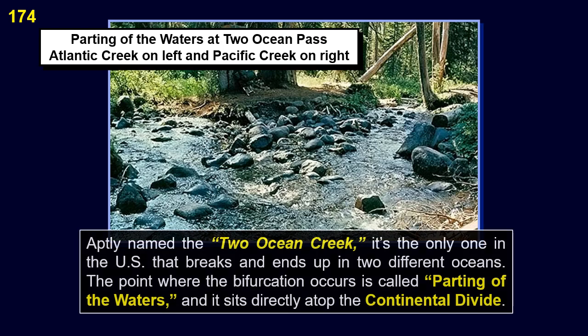Aptly named the Two Ocean Creek, it's the only one in the United States that breaks and ends up in two different oceans. The point where the bifurcation occurs is called Parting of the Waters, and it sits directly atop the Continental Divide.